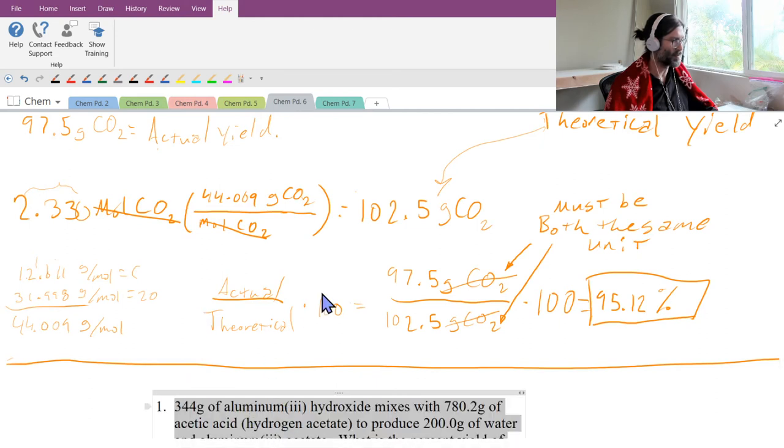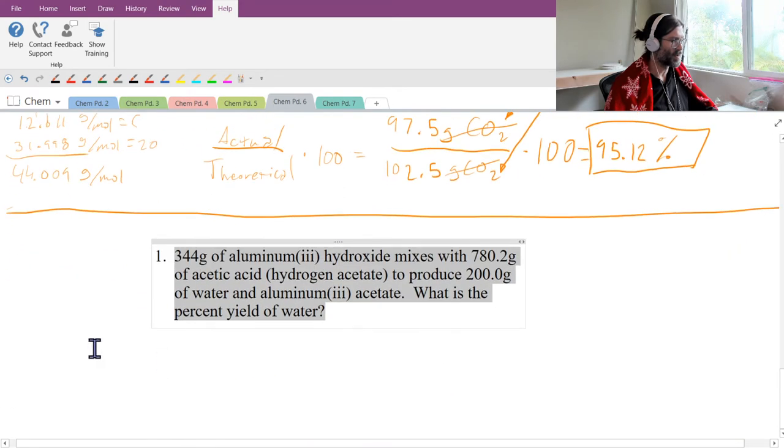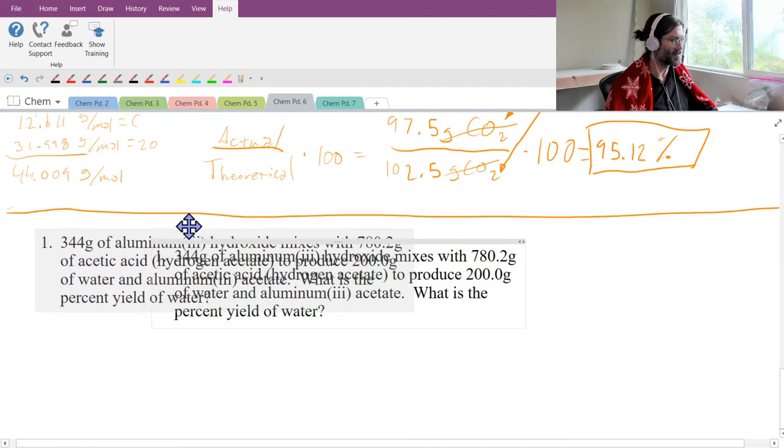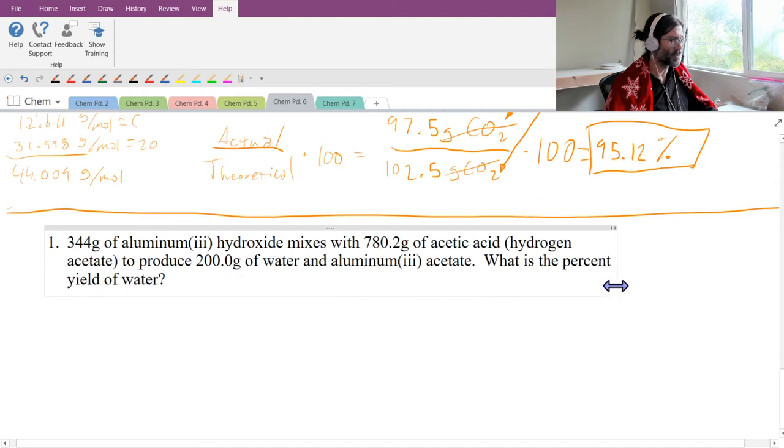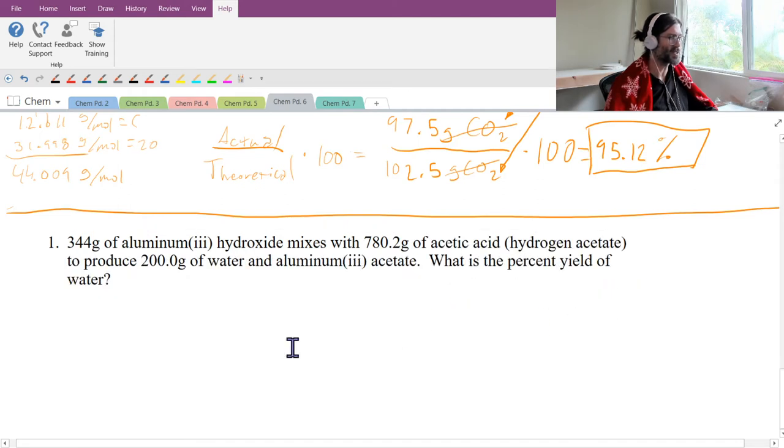So this time we have 344 grams of aluminum hydroxide mixes with 780.2 grams of acetic acid, hydrogen acetate, to produce 200.0 grams of water and aluminum acetate. What is the percent yield of water? What is the percent yield of water?